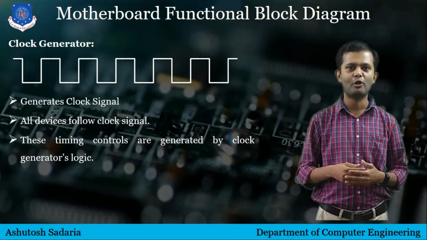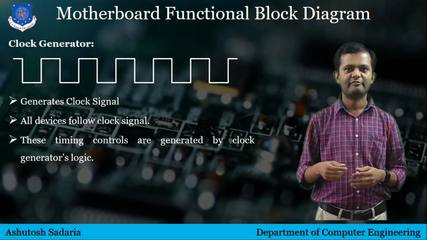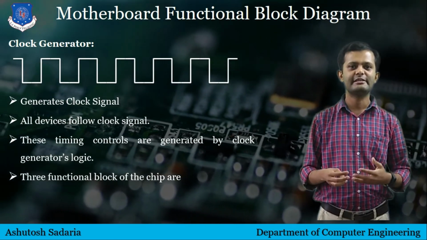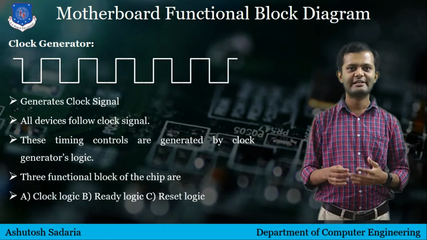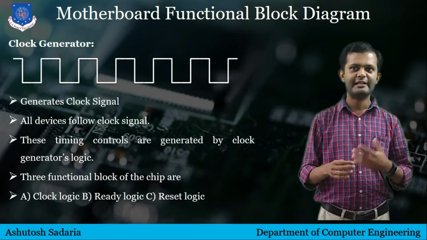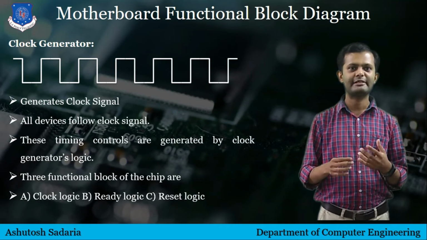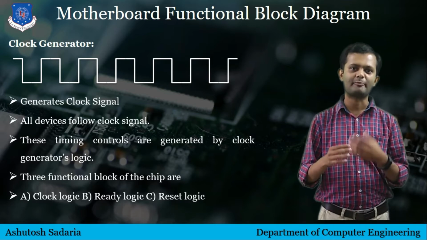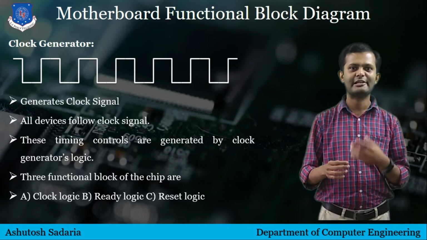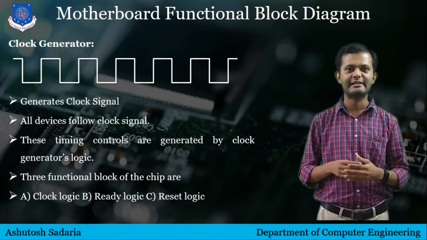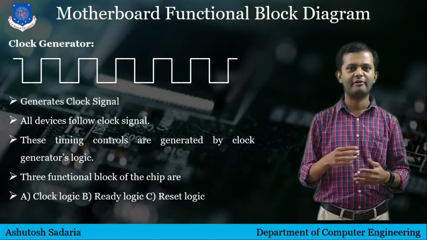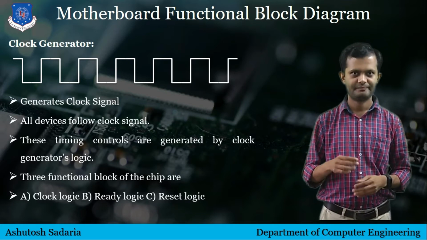There are three different blocks of the clock generator. The first is clock logic, the second is ready logic, and the third is reset logic. Clock logic generates clock signals. Ready logic indicates to the processor that the component is in a ready state to receive data or perform certain tasks, and reset logic generates a reset signal to the processor so that the processor can restart the work from scratch.